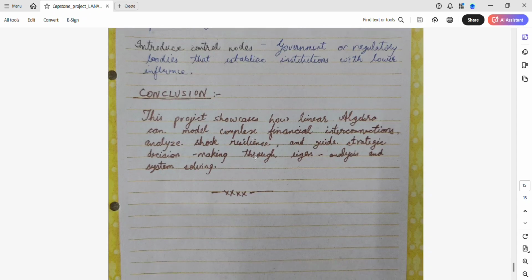And to conclude, this project demonstrated how linear algebra and Python can be powerful tools in financial modeling. It helped uncover which banks are most at risk and how the system behaves under stress. Crucial insights for building a more stable financial future.